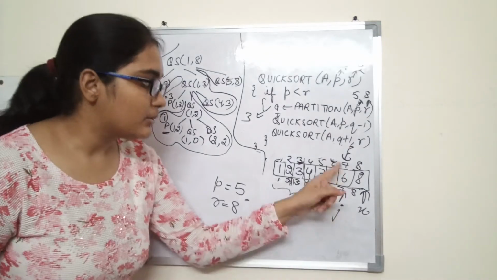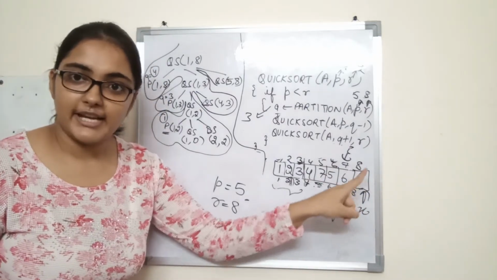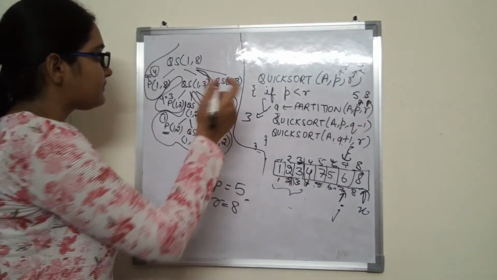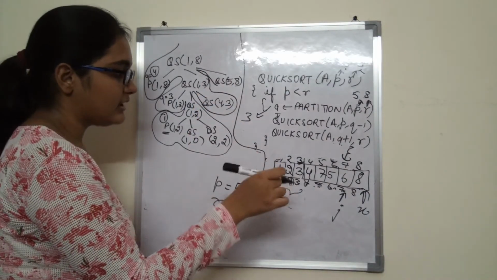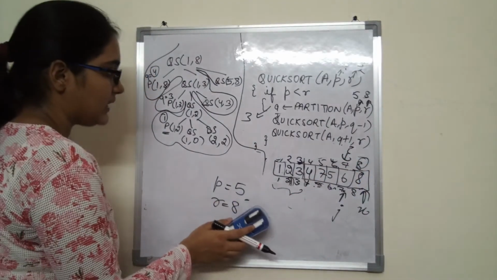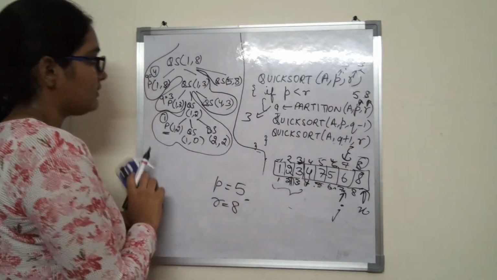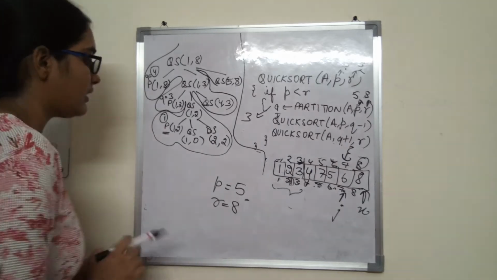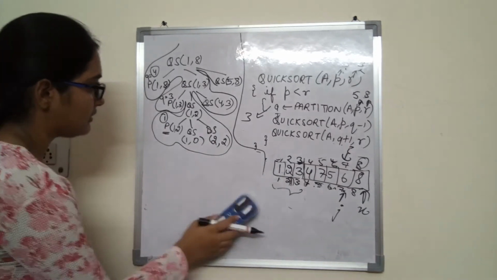So what will it return? It will return I plus 1. What is I plus 1? 8, right? So partition will return 8 only, okay? So there is no space here. What should I do? I should write it here, okay?